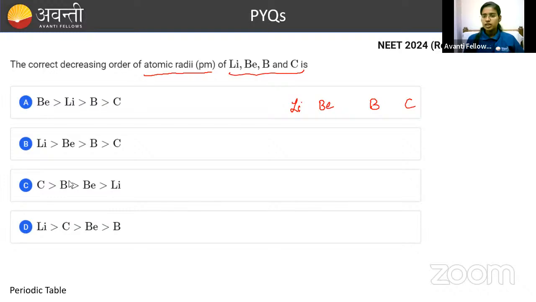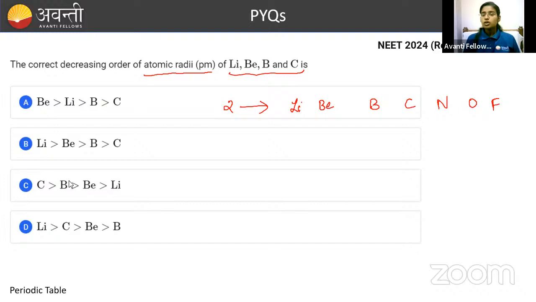Can anyone give me the period number? Period means the horizontal row, from left to right. Yes, it belongs to the second period. All four elements belong to the second period. Okay. These four are not the only second period elements; we have some other elements also. We have nitrogen, oxygen, fluorine, etc.